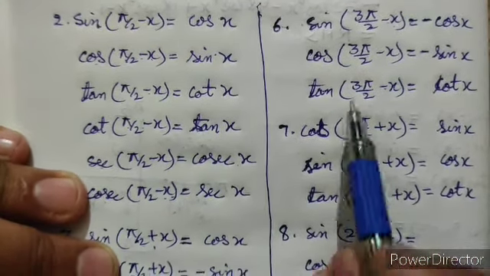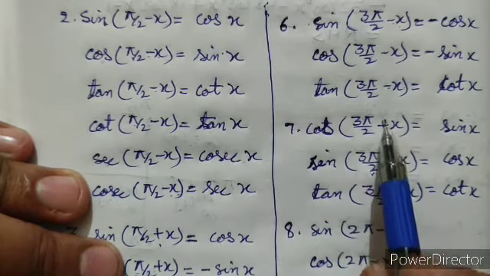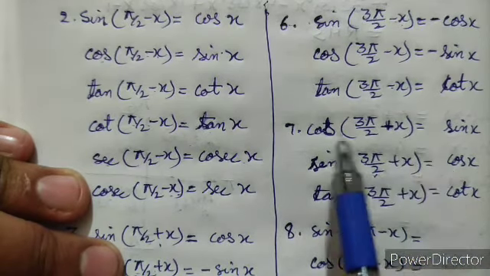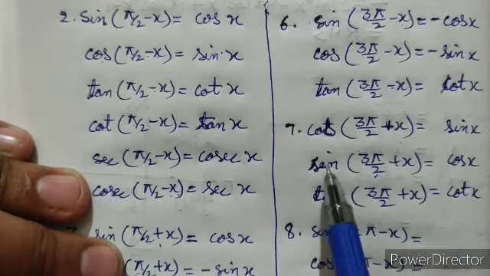Similarly, the angle 3 pi by 2 plus x comes in the fourth quadrant, and in the fourth quadrant cos is positive. So cos 3 pi by 2 plus x will be equal to sin x.